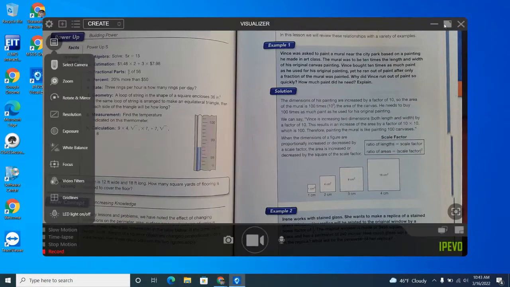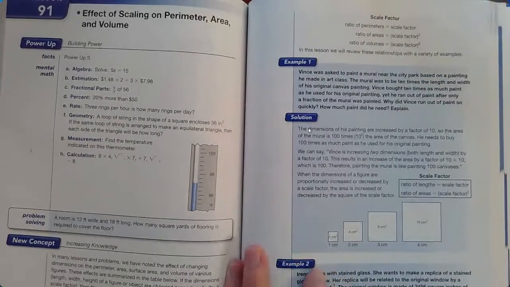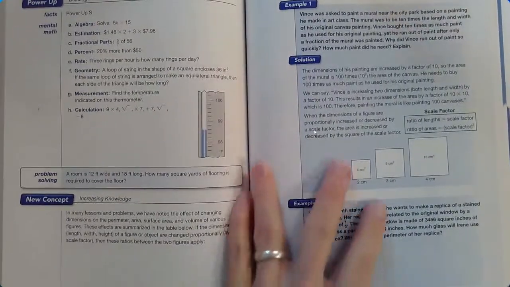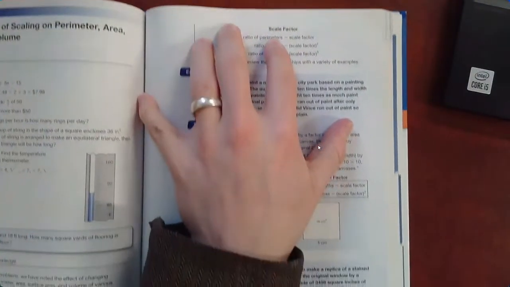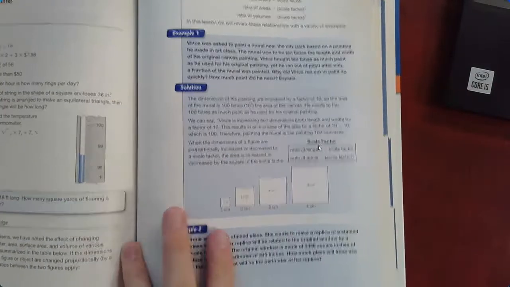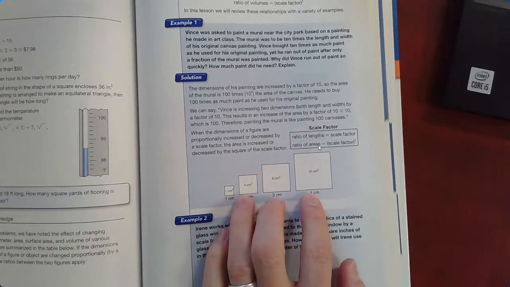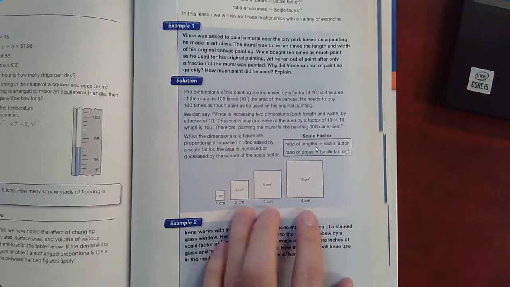I feel like we've already talked about this a little bit, but lesson 91, effective scaling on perimeter, area and volume. Okay, so there is a ratio that creates the scale factor. Now this does not create a solid line if we were to graph it, but it does create a ratio.